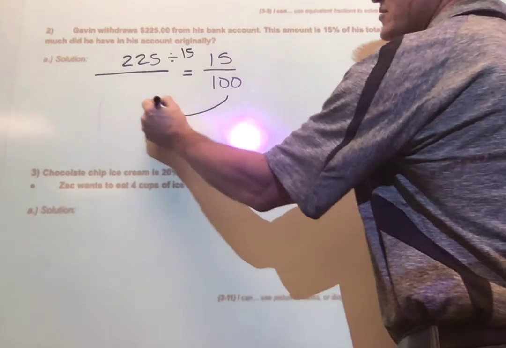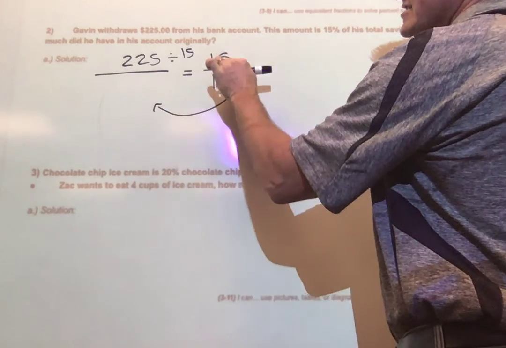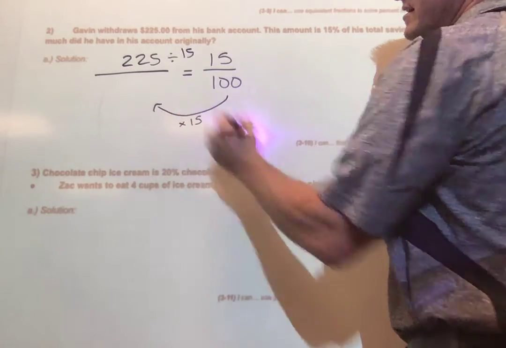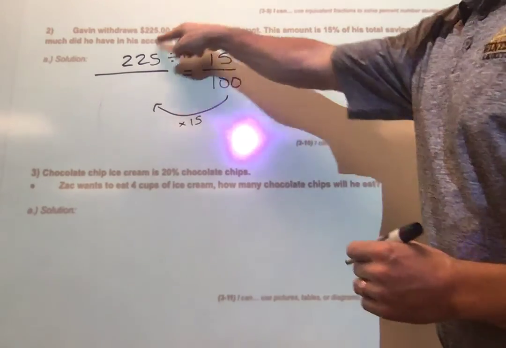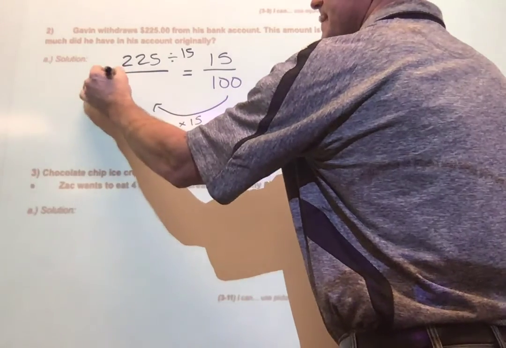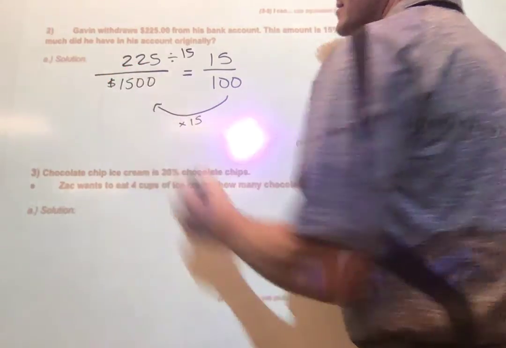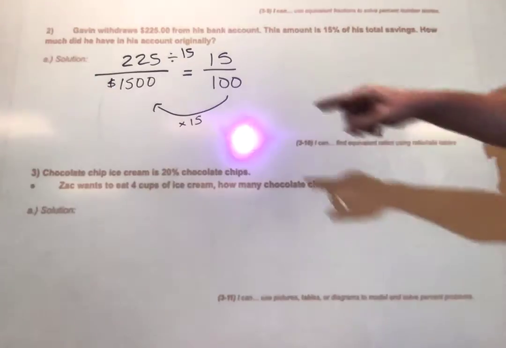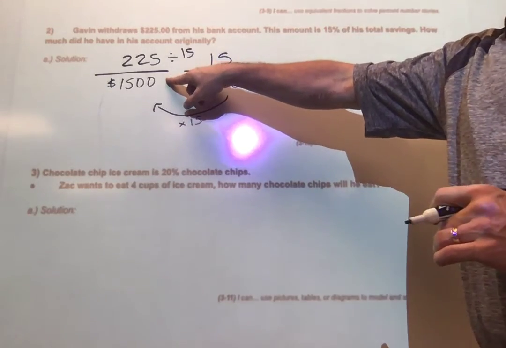But if I'm going this way, remember, these are 15 times smaller. So I multiply by 15 going this way, because if I took 15 times 15, it would get me back to 225. So 100 times 15 is $1,500. Okay, so how much was in his account originally? This makes sense. He's got $1,500.